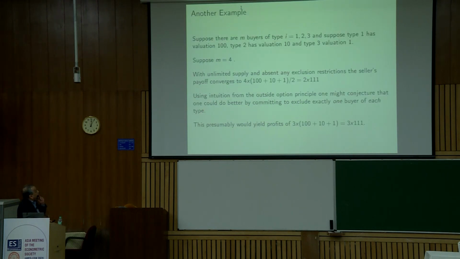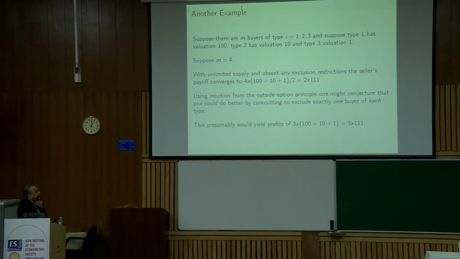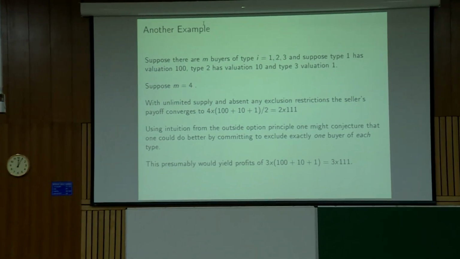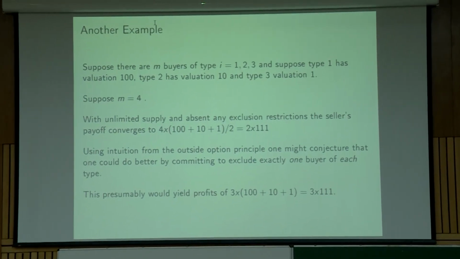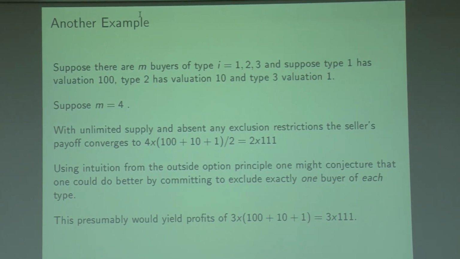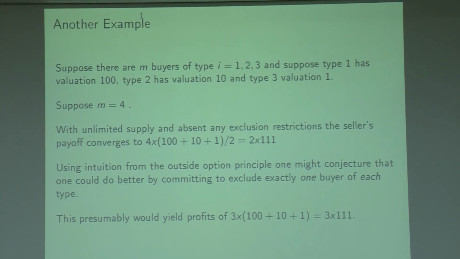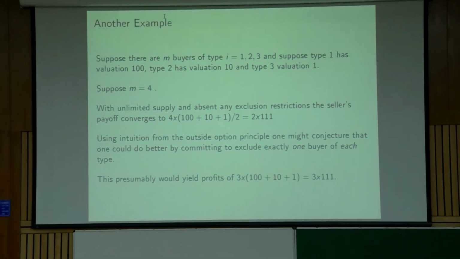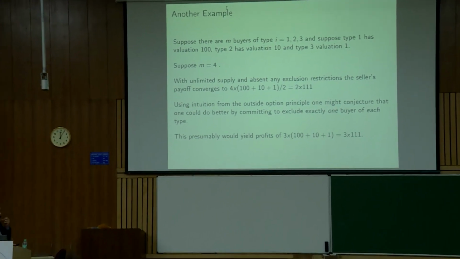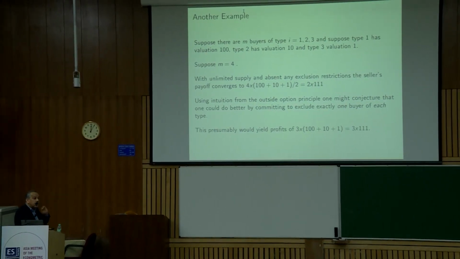So the point of this slide is to suggest that a rich set of exclusion restrictions might potentially be useful. Think of a setup where there are multiple copies of different buyer types. There are 3 buyer types here: a type that has valuation 100, a type that has valuation 10, and a type that has valuation 1. And let's say there are 4 copies of each of these types.